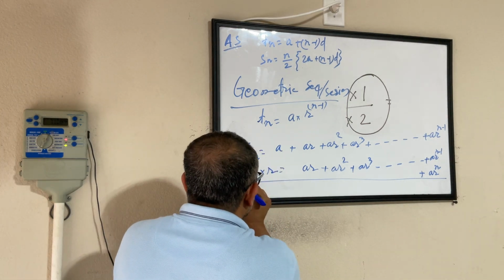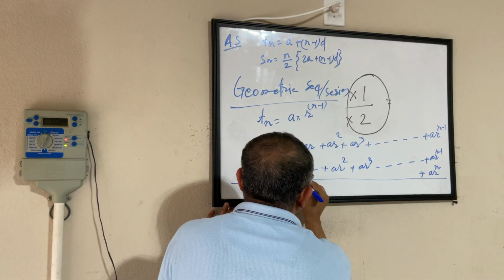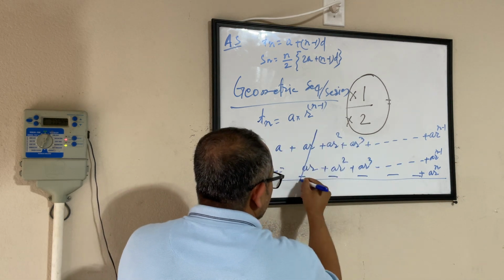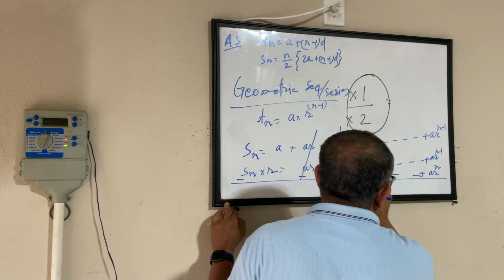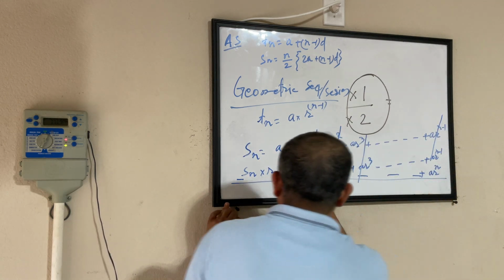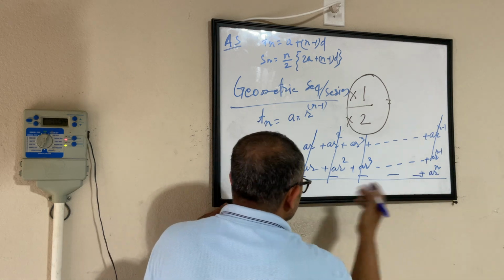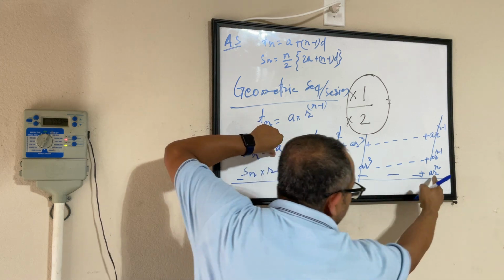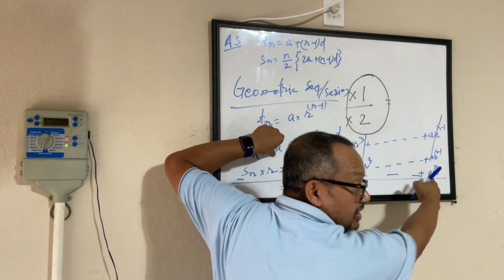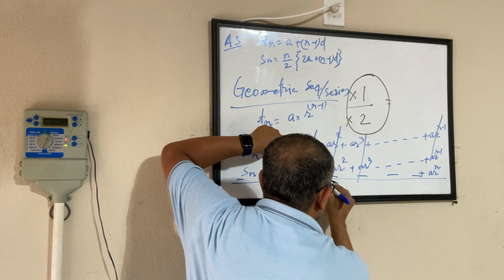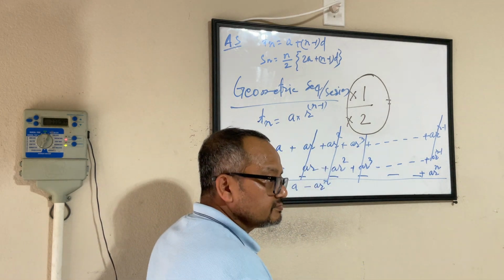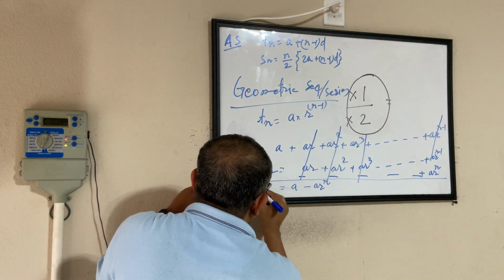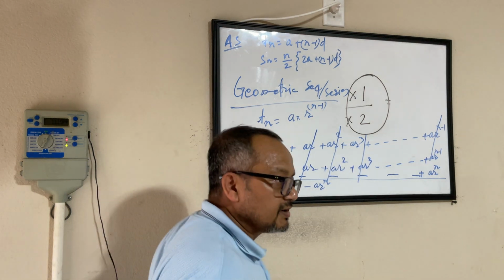Now if I subtract the second equation from the first one, see what is happening now. These two are gone, these two will be gone, these two will be gone, this will be gone. What we will be left with on the right hand side will be just this a, because there is nothing equivalent to this guy, minus this last term where we got r to the power n. Yeah? And here what do I have? Sum of n terms minus r times sum of n terms. Yeah?